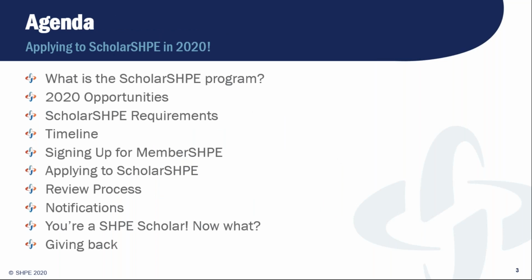This is our agenda for today. We will be covering the following. First, what the scholarship program is, what our opportunities are for 2020, our scholarship requirements, our timeline for applying to scholarships, how to sign up for membership if you haven't already, how to apply for scholarships, what the review process looks like, how you will be notified about your scholarship application status, what the next steps are if you are selected, and how you can give back to future SHPE scholars.